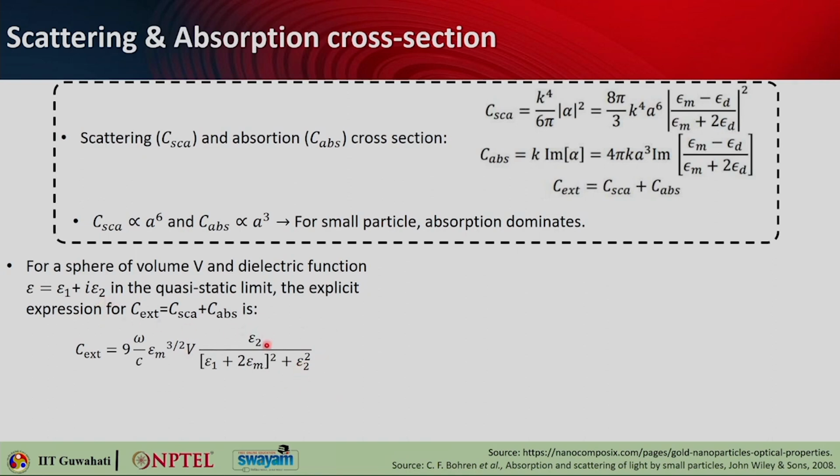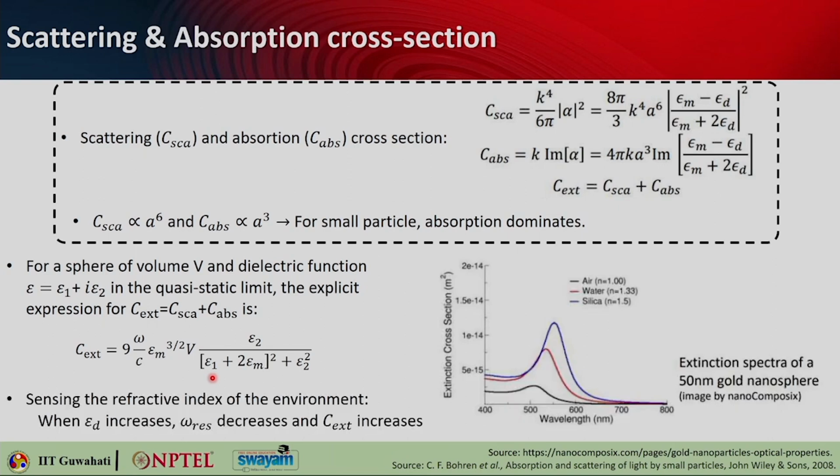So, epsilon 2 is basically the imaginary part of the metal permittivity and epsilon 1 is the real part of the metal permittivity. So, you can also find out what is the resonance here. So, again if you look into the plot, this is basically the extinction spectra of a 50 nanometer gold nanosphere.